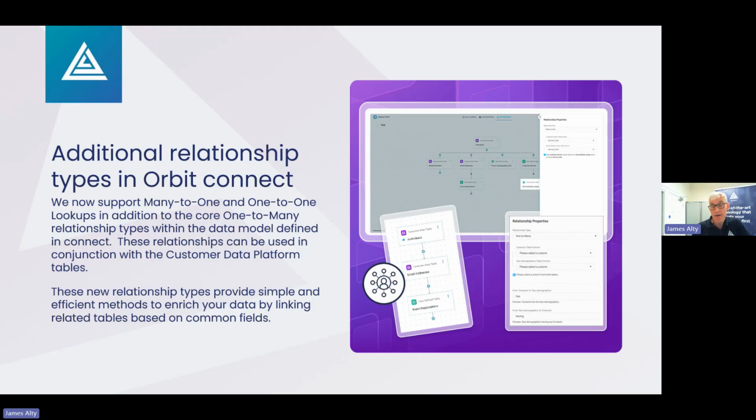So we now give you the ability, for example, to look up from a product code to the classifying data around that product, or to look up from one individual to go and find their consent details, for example, in a one-to-one relationship. It just makes Connect more powerful.